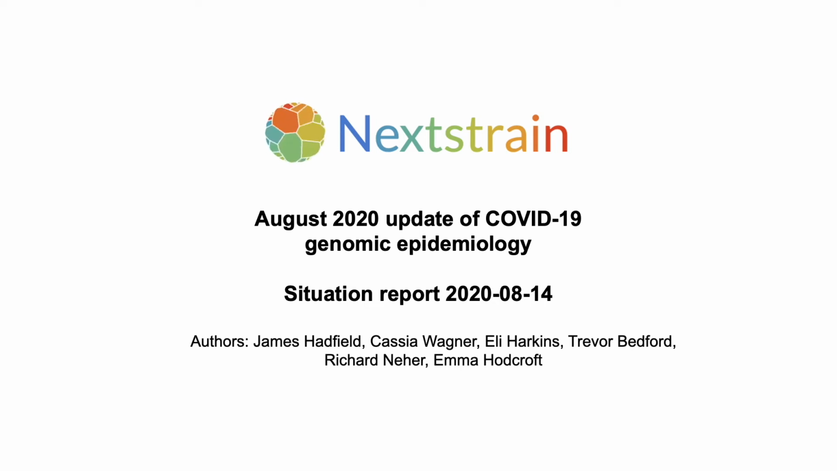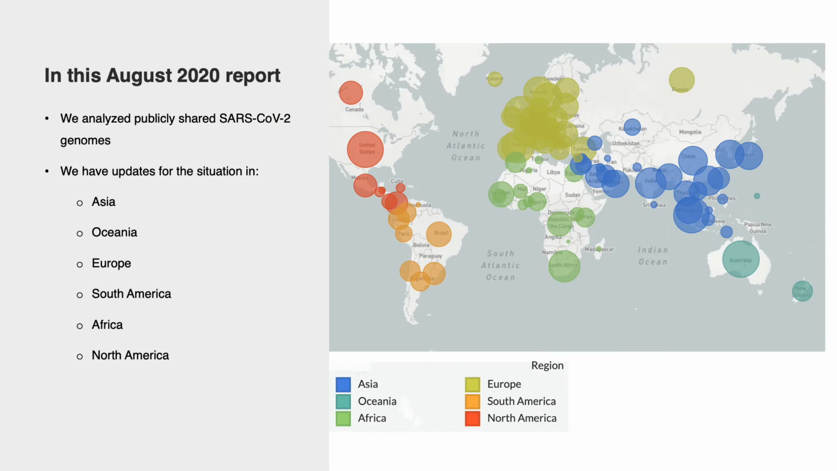In this video, we will be talking about our August 2020 update and examining the global genomic epidemiology of COVID-19. For this report, we analyzed publicly shared COVID-19 genomes. Some of the regions we will be talking about are Asia, Oceania, Europe, South America, Africa, and North America.